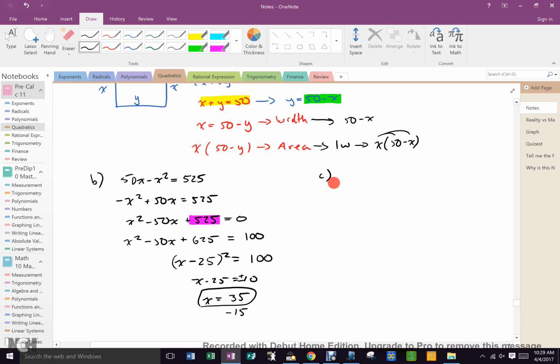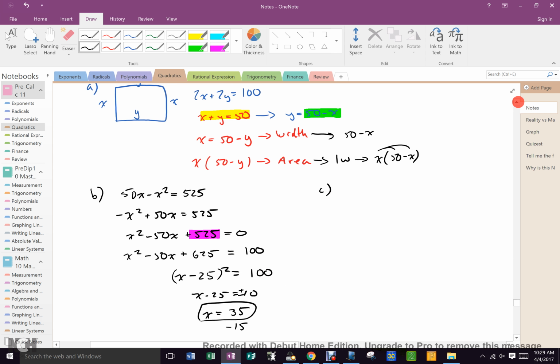What does C say to do? Find the maximum area, which means what? The maximum, which is a vertex, yes? How do I find the vertex? I've got vertex form here, don't I? Or what can I do from here? I could use the quadratic formula. That gets me roots. That doesn't get me a vertex.